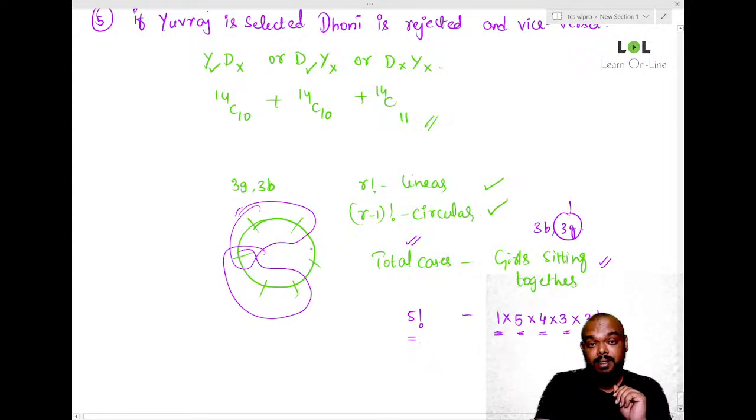Now still, all girls are sitting together. They're sitting in a group. They can rearrange among themselves within the group. It means 3 factorial.